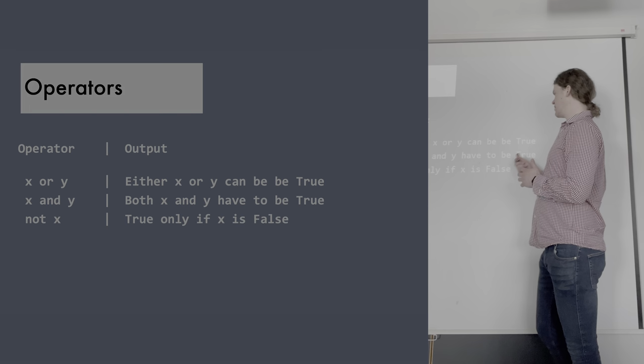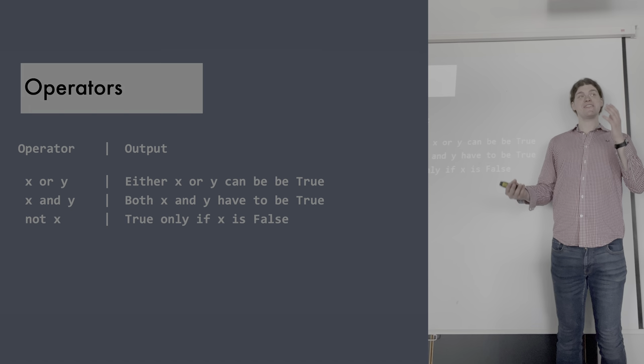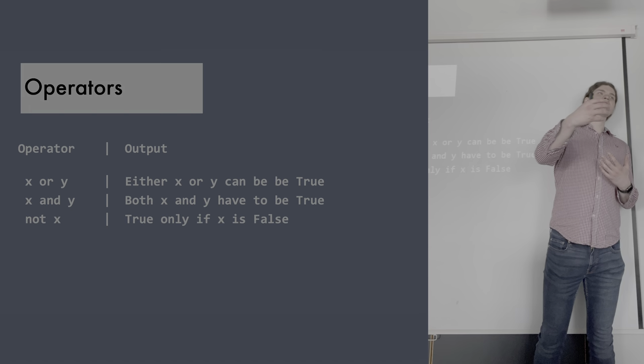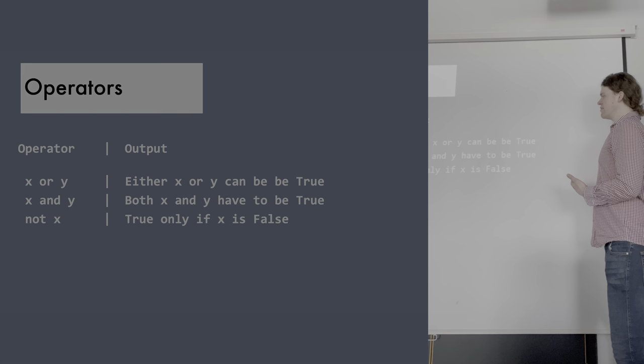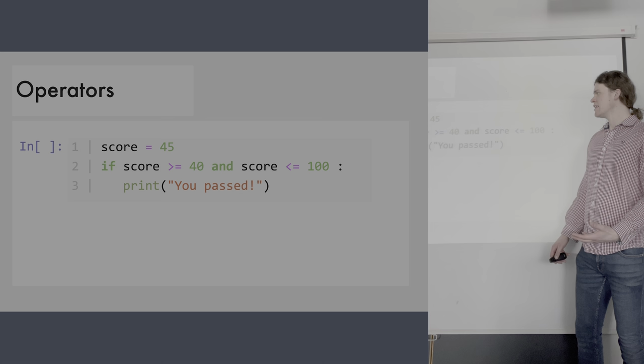We've also got not, which again, remember, that's the reverse of something. So if X was true, we might test to see if X is not true. So it's going to reverse. It's only going to run if X is false, whatever we put it in. All right.